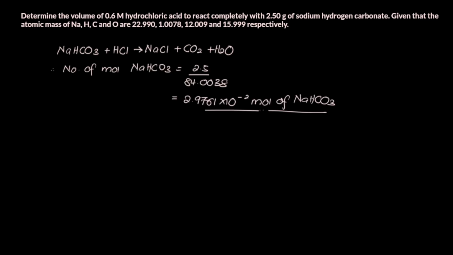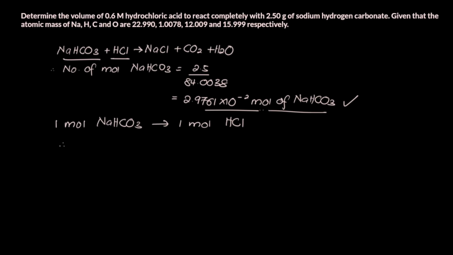Alright, so up next is we need to look at the ratio between the sodium hydrogen carbonate and also your HCl. So basically 1 mole of sodium hydrogen carbonate will need 1 mole of HCl. So because we have this much sodium hydrogen carbonate means that we are going to use the same value.